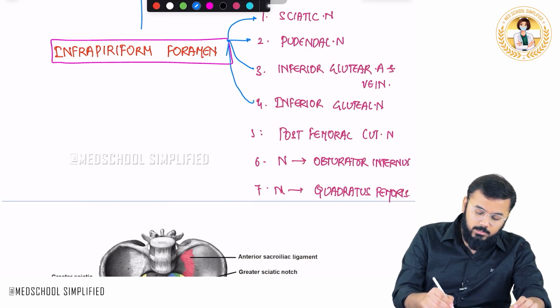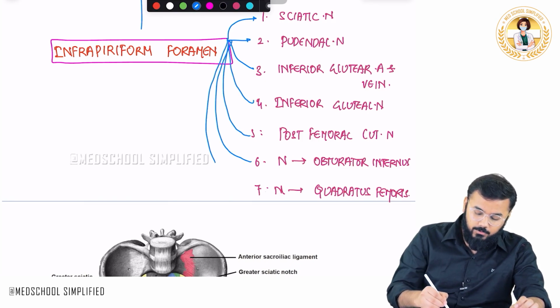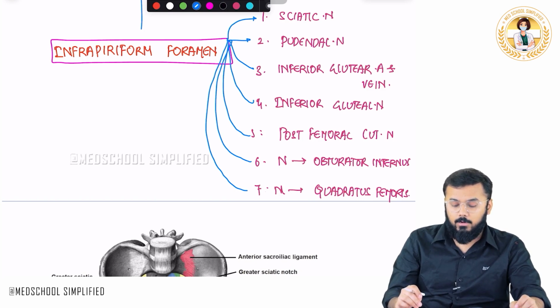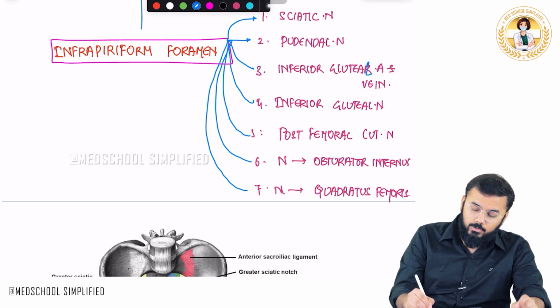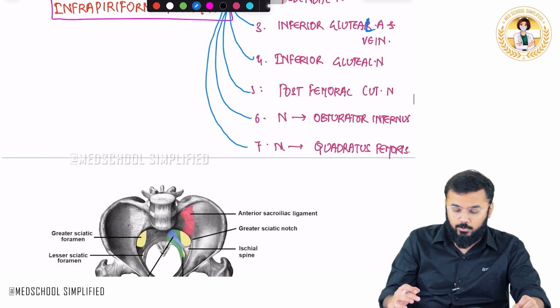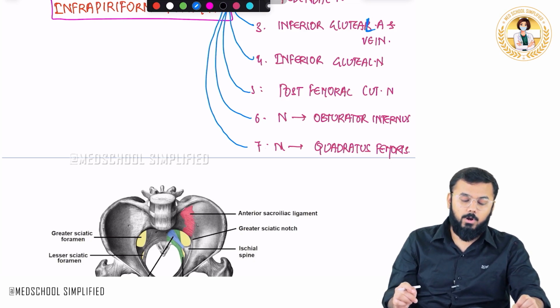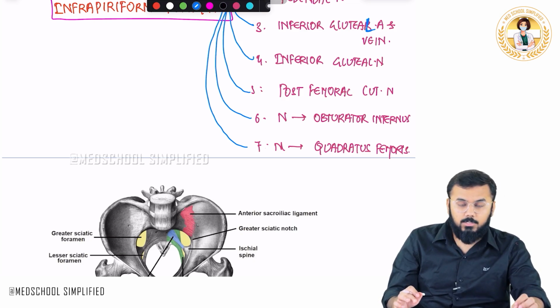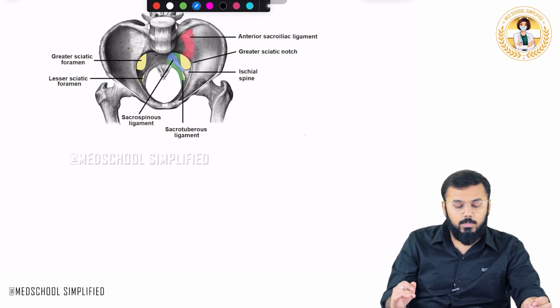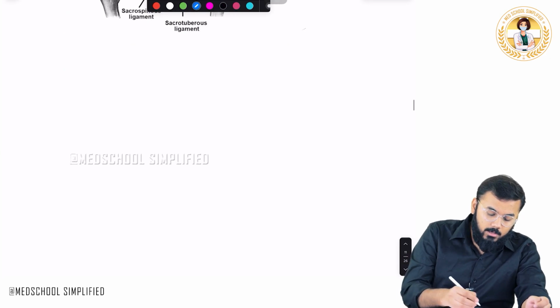So these are the things which you would appreciate over here: sciatic nerve, pudendal nerve, inferior gluteal artery and vein, inferior gluteal nerve, posterior femoral cutaneous nerve, nerve to obturator internus as well as the quadratus femoris. So these are the structures which you would see. Now let us discuss the lesser sciatic foramen. When it comes to the lesser sciatic foramen, we will see what the borders of this lesser sciatic foramen are.